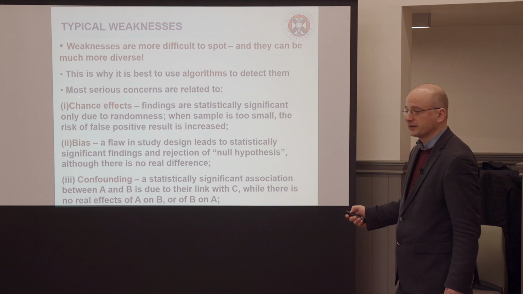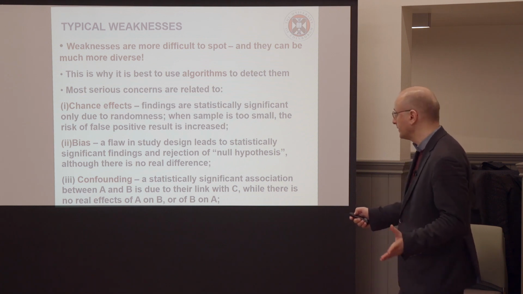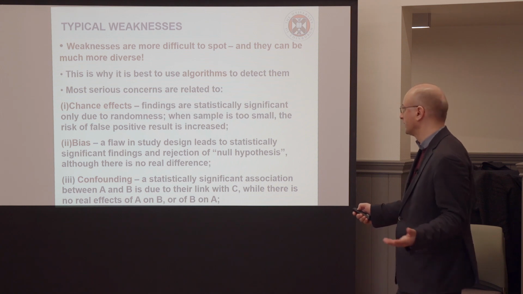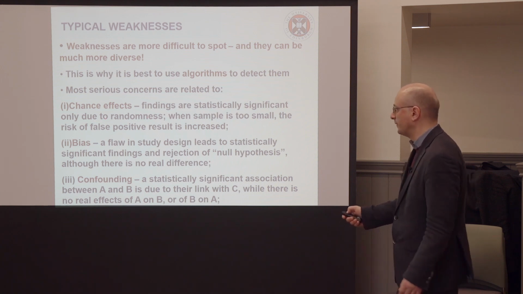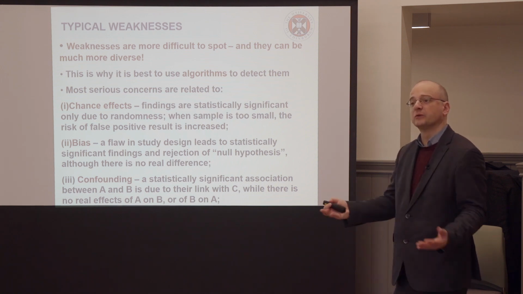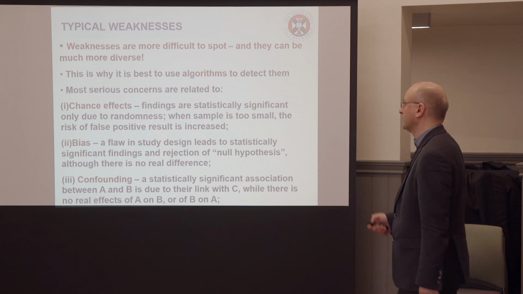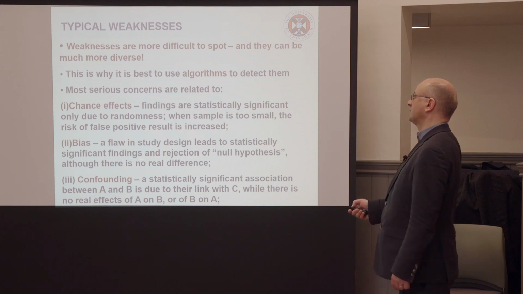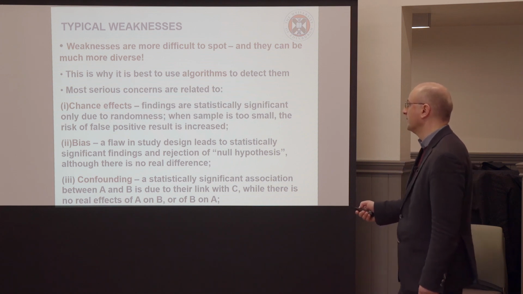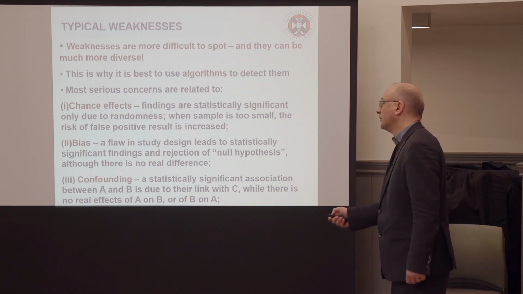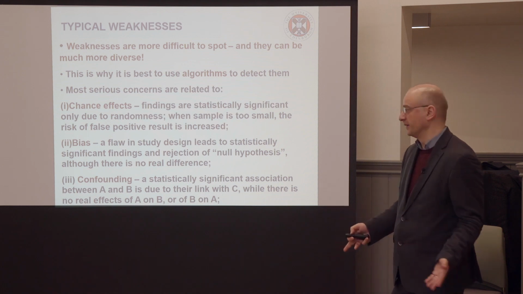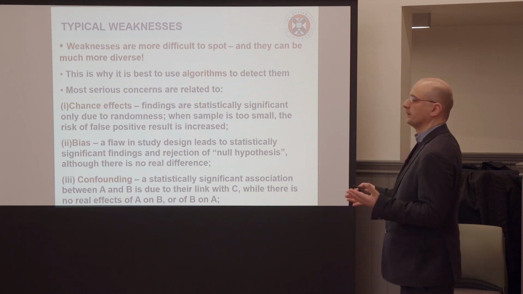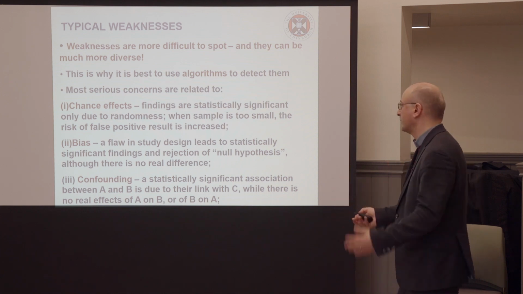Most serious concerns would be related to chance effects, so findings being statistically significant only due to randomness. When the sample is too small, the risk of a false positive result, as we have shown with rolling the dice, is always increased. Bias is a flaw in a study design which leads to statistically significant findings and rejection of null hypotheses, although there is no real difference, all right? So this can show and imply a difference, although the difference is non-existent, but there's something wrong with the study.